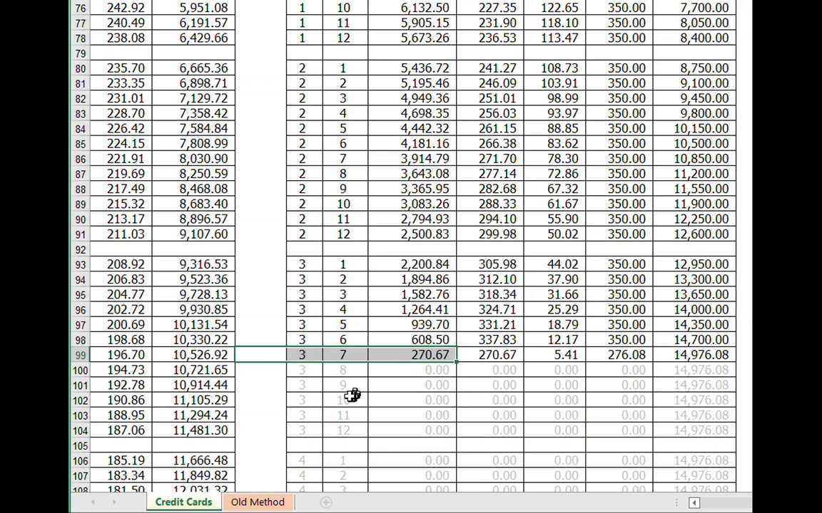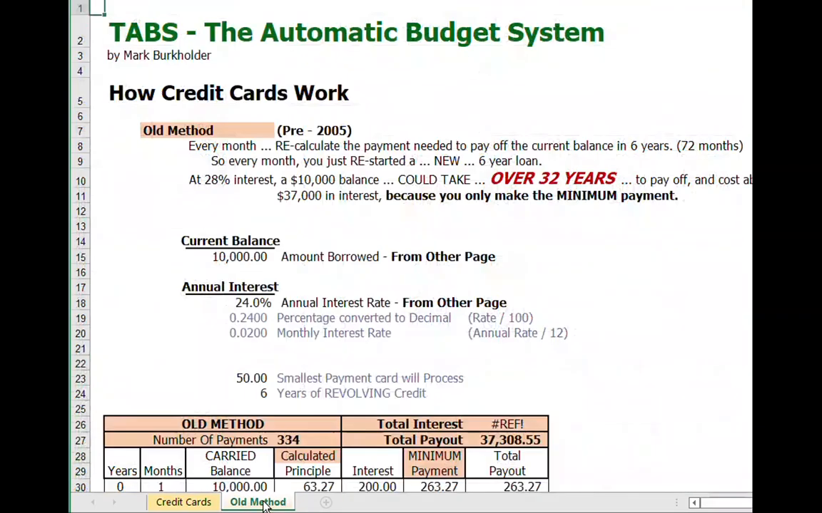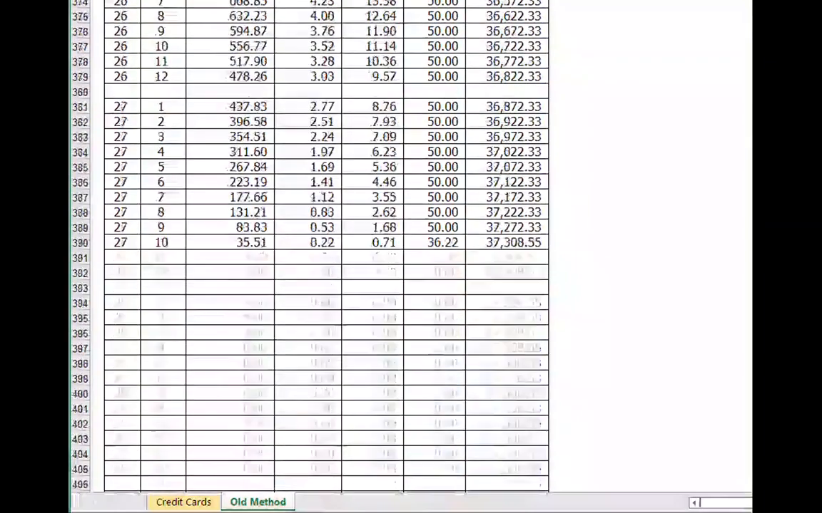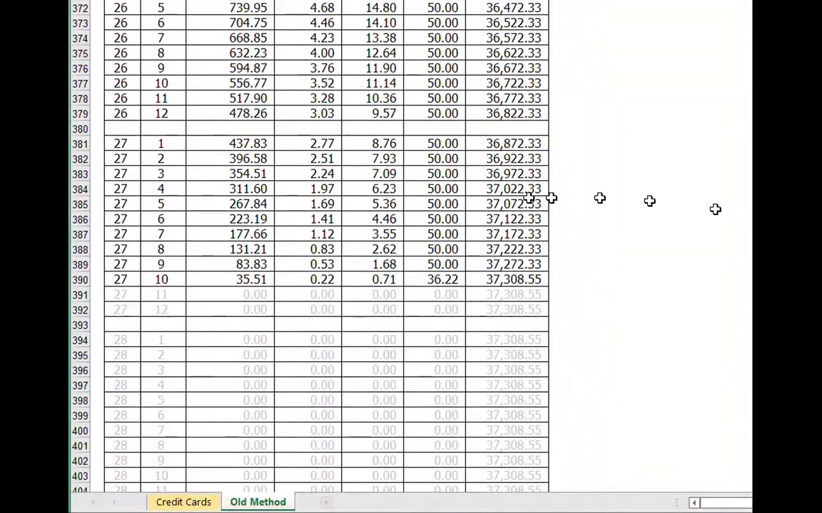In case you're curious, the old method tab at the bottom shows the old style minimum payment method would take over 27 years. We can scroll down and see that it would take 27 years and 10 months using the old style that's no longer used.